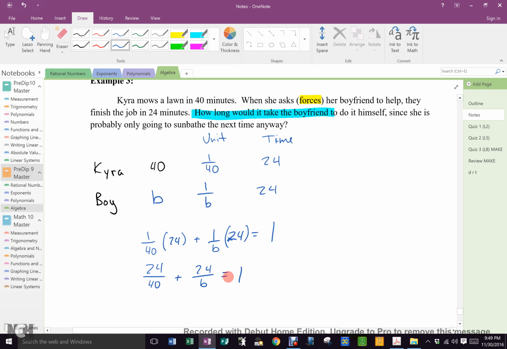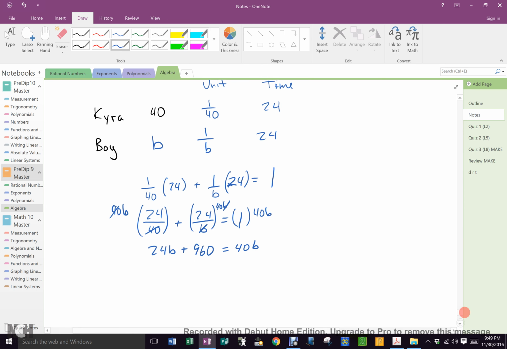Now, what's my common denominator? What? We got a letter in the denominator. So the common denominator, as always, is 40 times B, right? So I got to multiply everything by 40B. This one's easy. The 40s cancel, and I get 24B. This one, the B's cancel, and I get 24 times 40. 24 times 4 is 96, so it's 960 equals 40B.